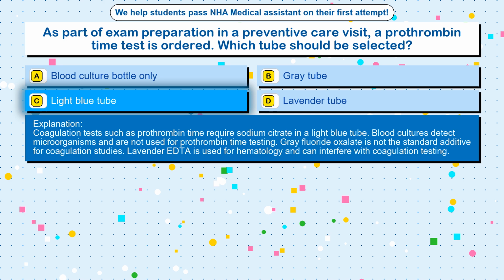Coagulation tests such as prothrombin time require sodium citrate in a light blue tube. Blood cultures detect microorganisms and are not used for prothrombin time testing. Gray fluoride oxalate is not the standard additive for coagulation studies. Lavender EDTA is used for hematology and can interfere with coagulation testing.